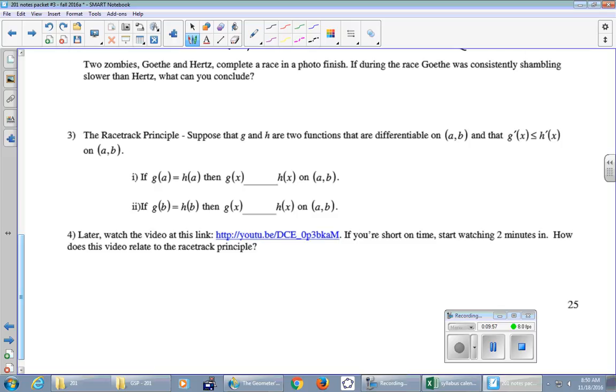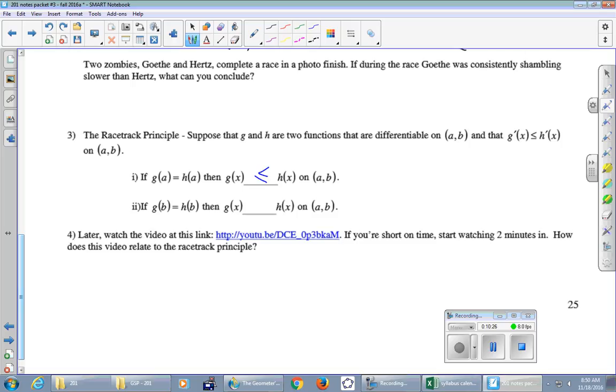If g of a equals h of a, remember this is the starting spot. a is the beginning of this race. They are tied in the beginning. And what must be true about g compared to h the whole time? They're equal in the beginning, but g is always running slower than h. So g is for sure losing the entire time. Tied at the start and g is slower the whole time, g must be losing the whole time.